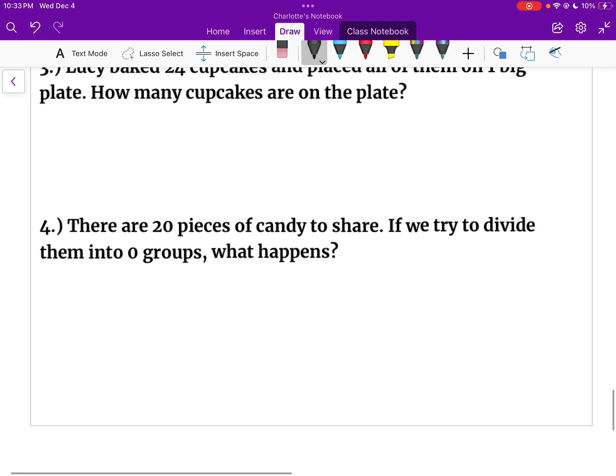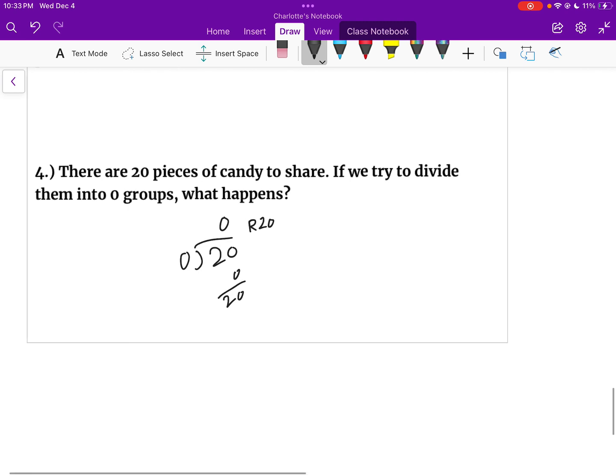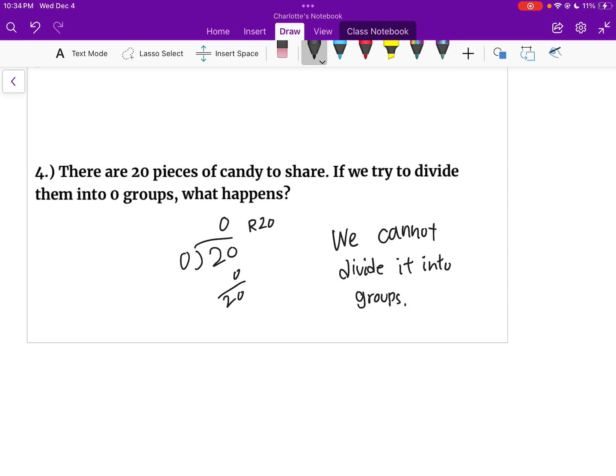Number 4, there are 20 pieces of candy to share. If we try to divide them into 0 groups, what happens? So 20 pieces of candy to share, divide them into 0 groups, that means you can't do anything, so it's a 0. And the remainder is 20. So we cannot divide it into groups. And that's it. Thank you.